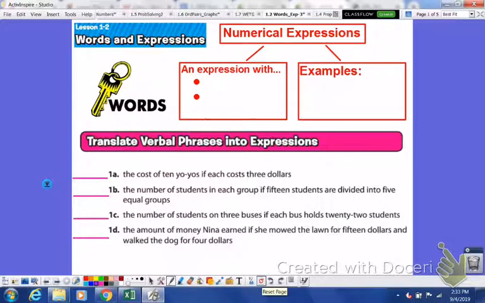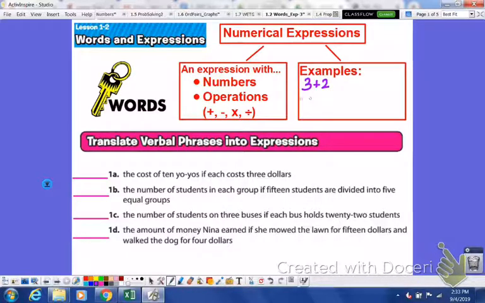Alright guys, in chapter 1, lesson 2, we will be talking about words and expressions. So the first thing we want to learn about is a numerical expression. A numerical expression, if you did not learn this last year, would be an expression with numbers and operations such as addition, subtraction, multiplication, or division. If we want to look at a couple examples, we could do something like 3 plus 2.